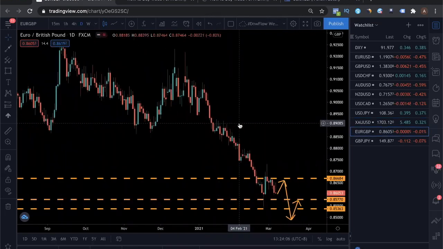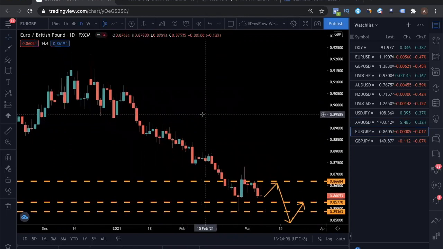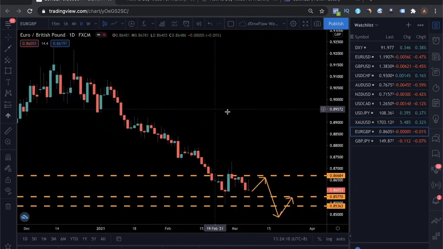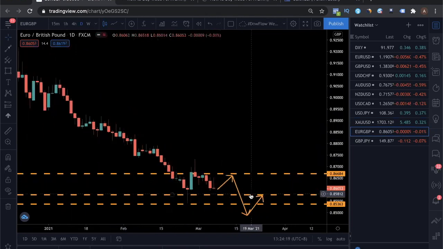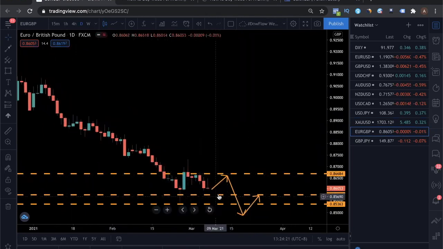Now Euro Pound. Euro Pound is also a trade which we recommended for the past few weeks, in the past few market outlook videos that we did, because it's a very clear downtrend. You have the lower high, lower low, and so on and so forth. Okay, and you have the resistance here and support level here.